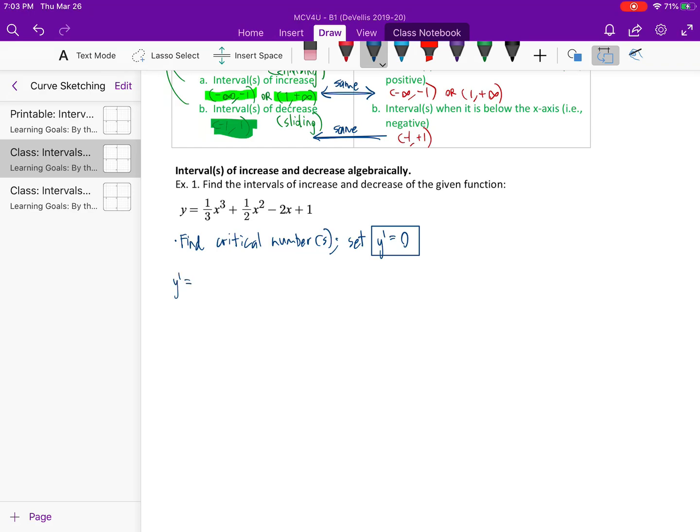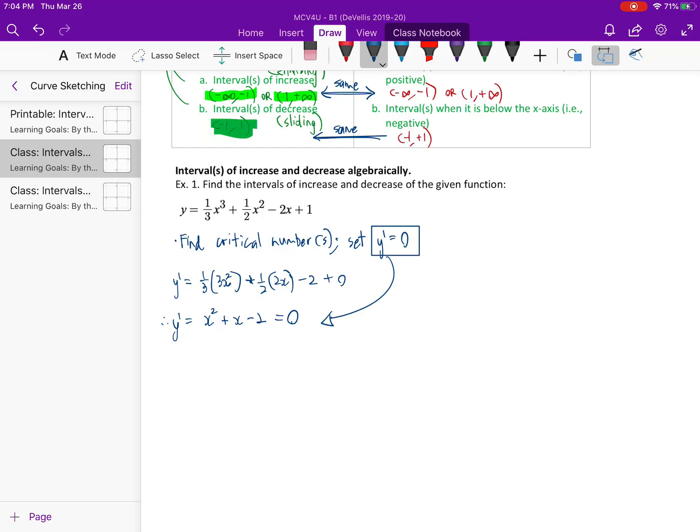So here we go, leveraging the power rule from prior learning. We get 1/3 times 3x squared plus 1/2 times 2x minus 2, and the derivative of a constant is 0, so we can simplify. Therefore y prime equals x squared plus x minus 2. And remember, we wanted to set that equal to 0. So we're going to set that equal to 0.